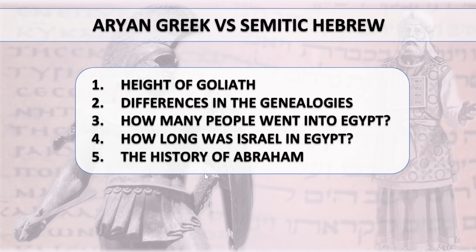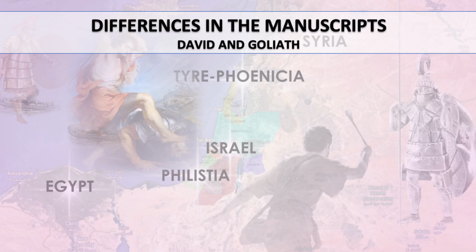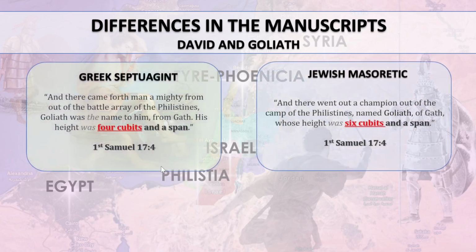And I want you to understand that as we go through the Jewish Masoretic, if you're a King James onlyist, this applies to you. Any problems we find in the Jewish Masoretic are going to affect your King James only Bible. All right, so let's start with the height of Goliath. Right away, we're going to notice the Greek Septuagint says that Goliath was 4 cubits and a span, and the Jewish Masoretic says Goliath was 6 cubits and a span. This is a huge difference.